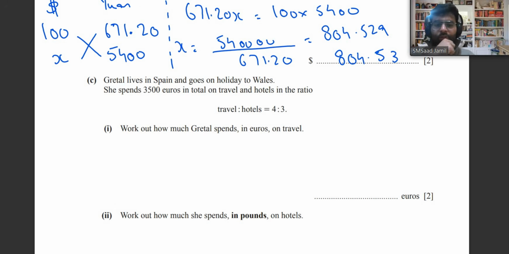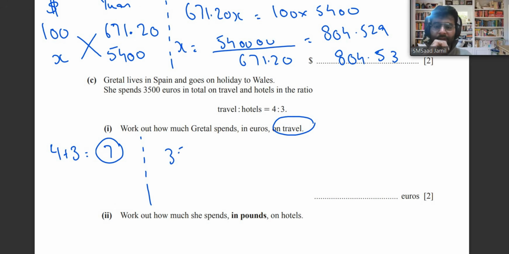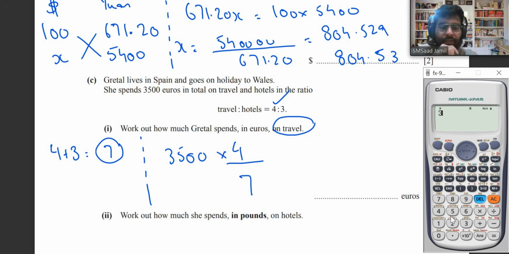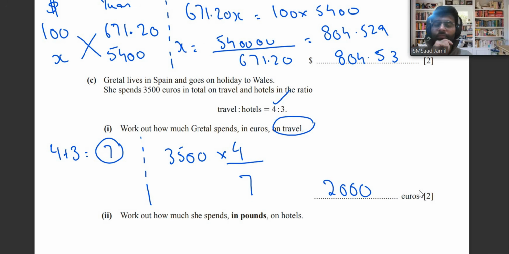So in this question, look, first of all, the first rule is you guys will total the ratios. Okay, so we will do 4 plus 3, which is 7. Now look, it says work out how much Gretel spends on travel. So you will do, look, total money is 3500. Travel ratio is 4. You will multiply this with 4 and divide it with total ratio, which is 7. So you get 3500 multiply by 4 divide by 7. So the answer is 2000 euros.